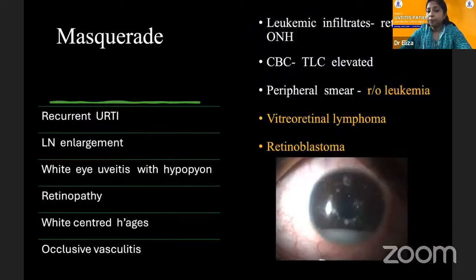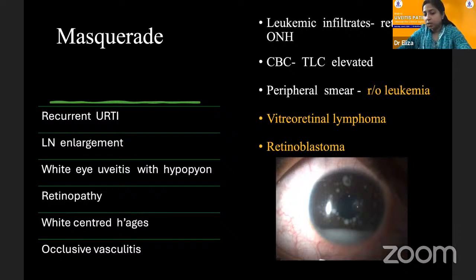Now, apart from leukemia and retinoblastoma in adults, another differential diagnosis for pseudohypopyon or masquerade is vitreoretinal lymphoma. So whenever a hypopyon is associated with dense vitreous opacification, especially at extremes of age, in elderly people, and you note poor response to topical and oral steroids, lymphoma has to be kept as a differential.